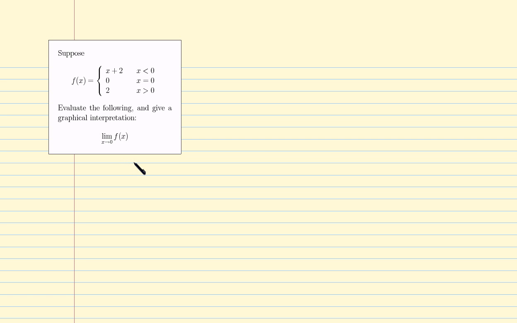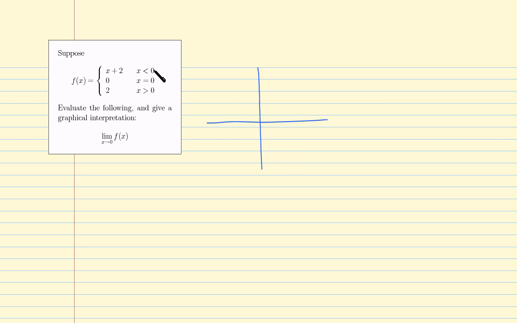Okay. Unfortunately, if we're interested in what's happening as x approaches 0, it's not immediately clear what f is doing. We have different behaviors at 0, left of 0, and to the right of 0 in this function. So with that in mind, let's go ahead and graph this guy, just to get a better feel for what's going on.